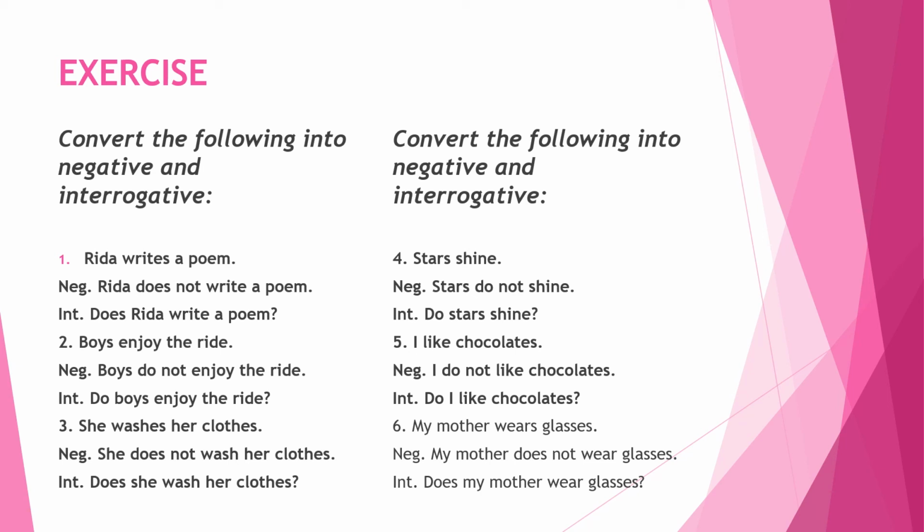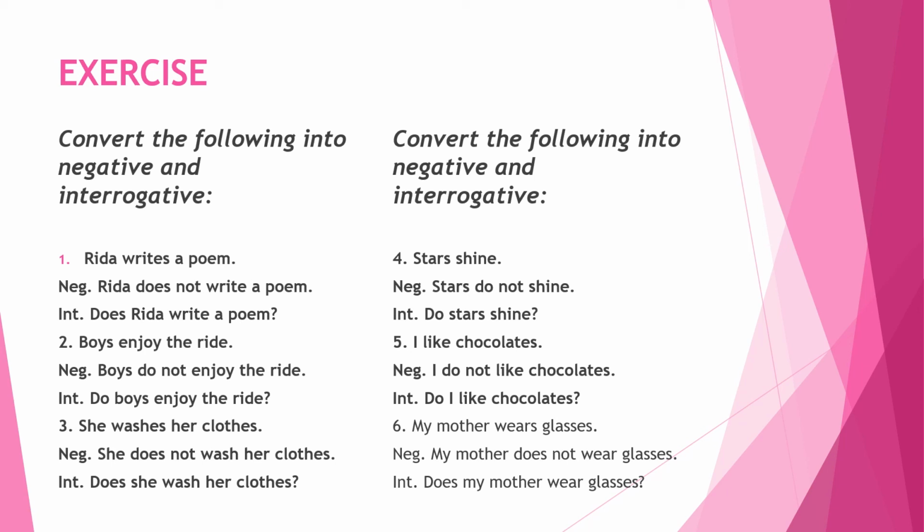Okay, so let's move on to sentence number 4. Stars shine. Stars do not shine. Do stars shine? Number 5. I like chocolates. I do not like chocolates. Its interrogative sentence states, do I like chocolates?